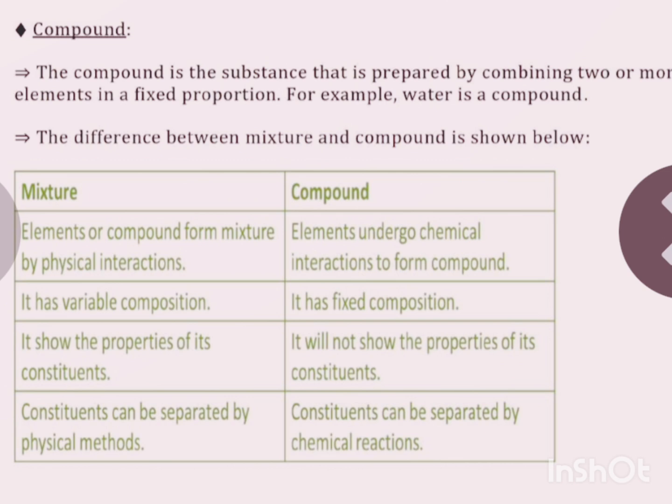The last part of the lesson is the differences between mixture and compound. Mixtures are formed when elements or compounds combine by physical interaction. In compounds, elements undergo chemical interaction to form the compound. A mixture has variable composition, a compound has fixed composition. A mixture shows the properties of its constituents, a compound will not show the properties of its constituents. The constituents of a mixture can be separated by physical methods, but in a compound they cannot be separated that way. The constituents of a compound can be separated by chemical methods. Okay, this is about the mixture and the compound.